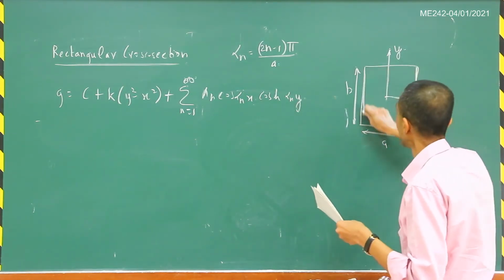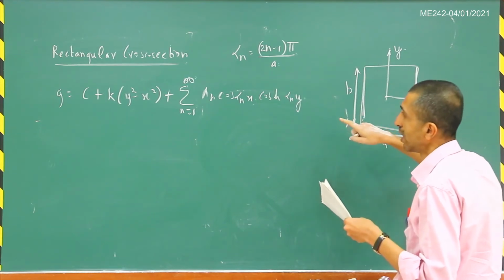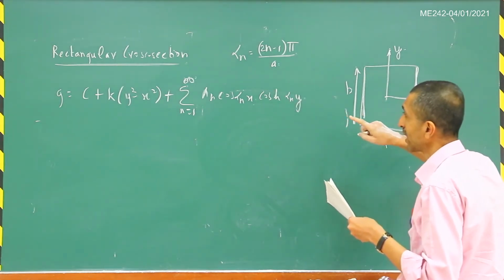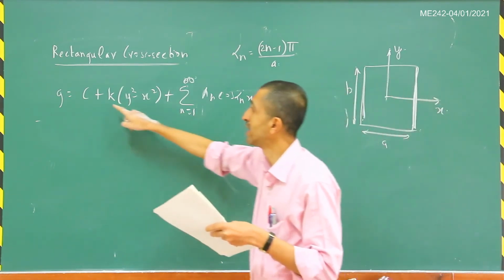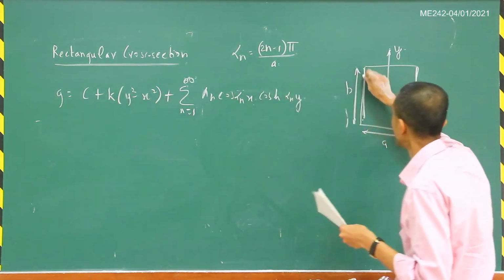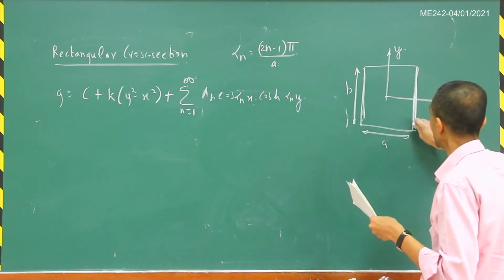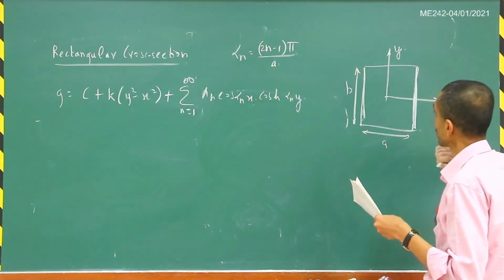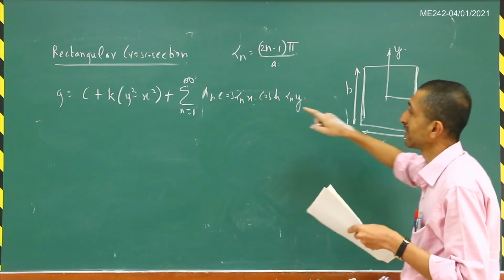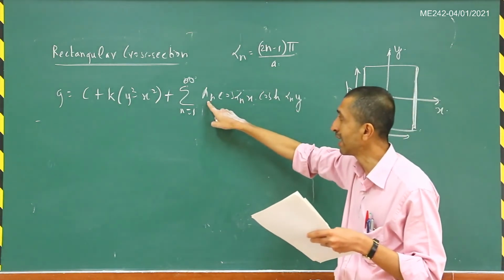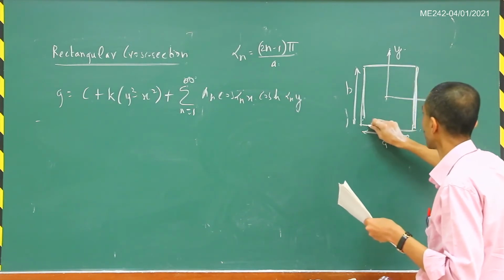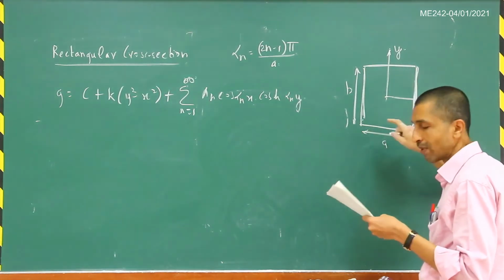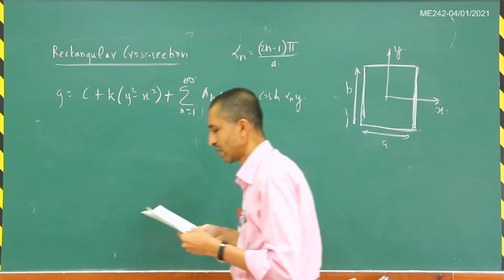Okay, and then we will use the fact that g is equal to half of x square plus y square to find c and k on this boundary. And then we will find the constants a n by using the fact that g is equal to half of x square plus y square on the top and the bottom boundary. So let us go through this whole procedure.